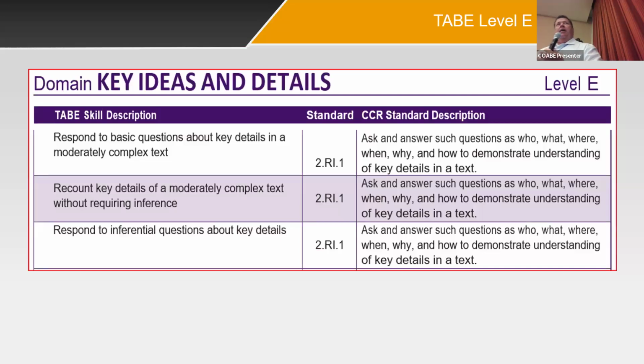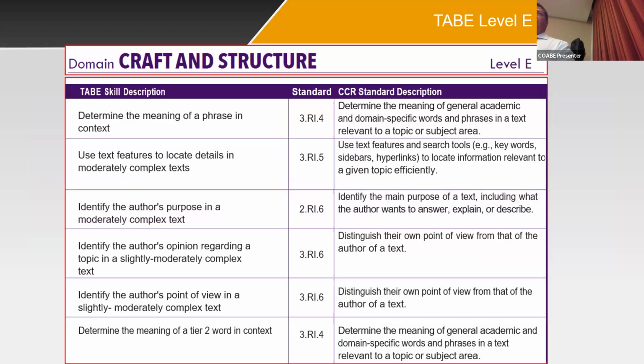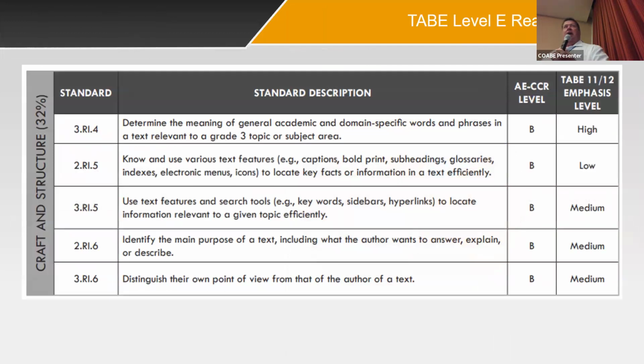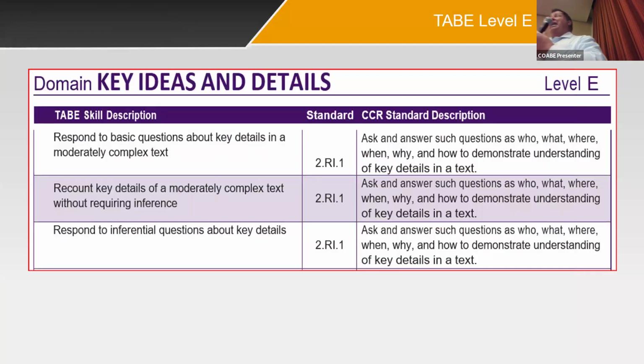So our next one is looking at, I also am going to go back a couple of slides real quick on the blueprint. You guys guessed key ideas and details, and some of you said craft and structure. They are both very close, so that's why I also included on the report where the most missed key ideas and details skills were as well. So looking at that from an area, these 3 of responding to basic questions about key details. You can see a little bit of that responding and recounting details being the key area at level E.